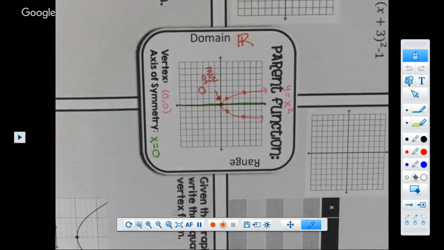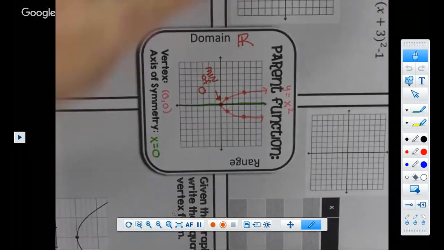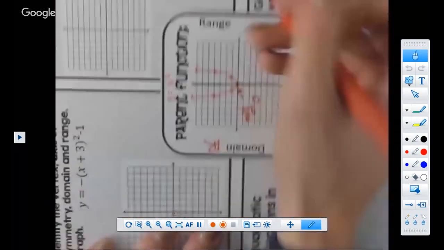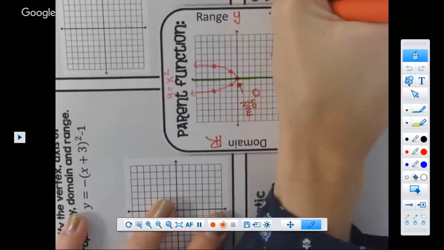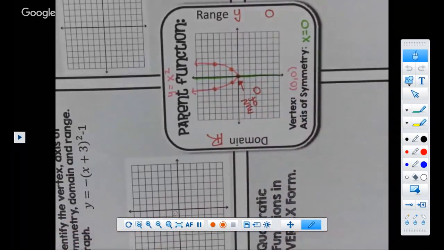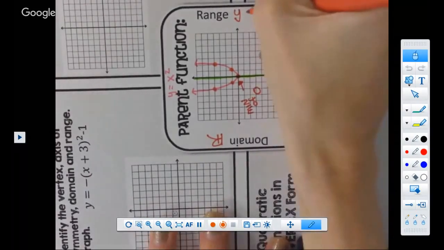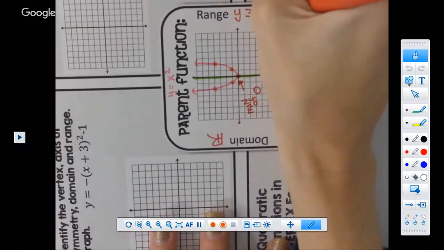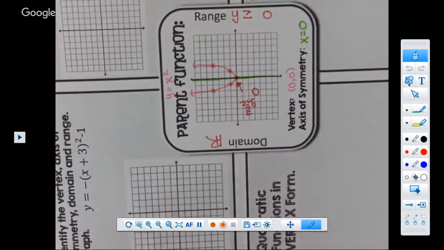The last little piece here, the range. How do we get the range? Range represents what? If domain is all the x values, range are all the y values. So let's flip it over. We've got y at 0. So I want you all to look at your graph. Are we graphing everything above 0 or below? Above. So what inequality are we going to use? Equal to. Parent function is y greater than or equal to 0.